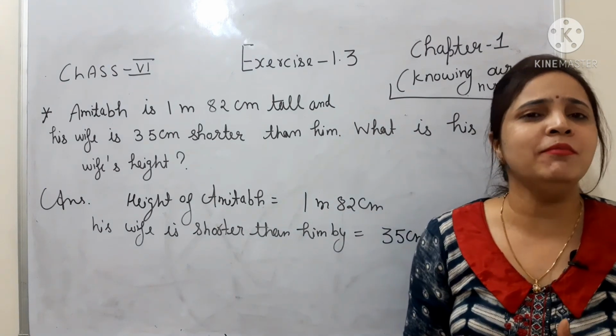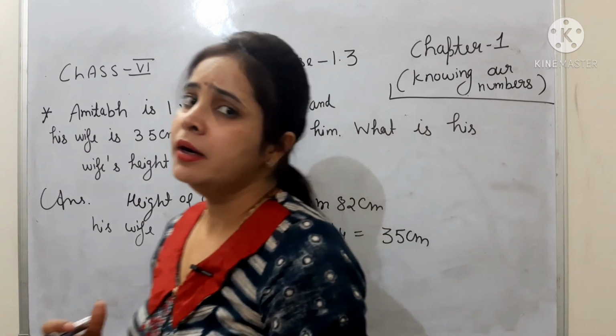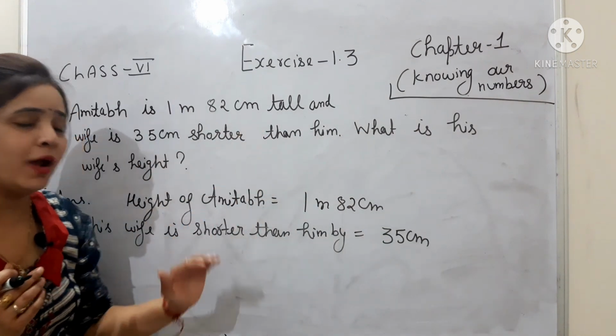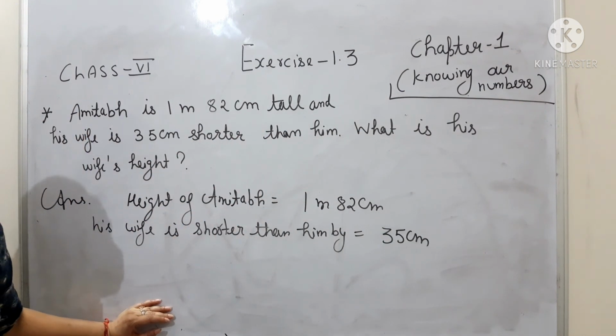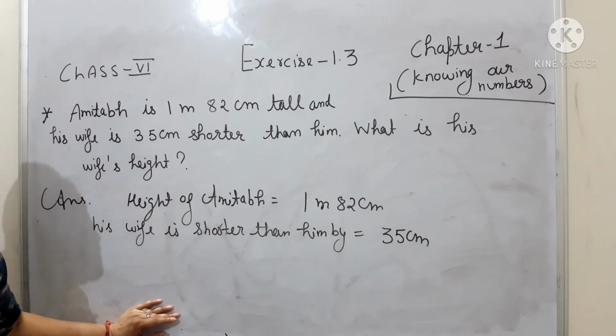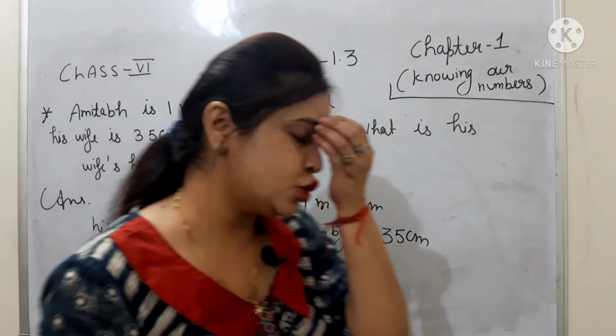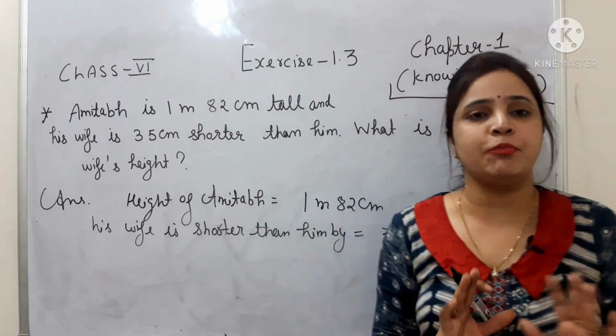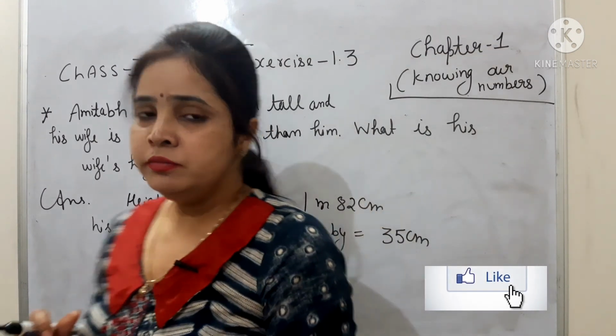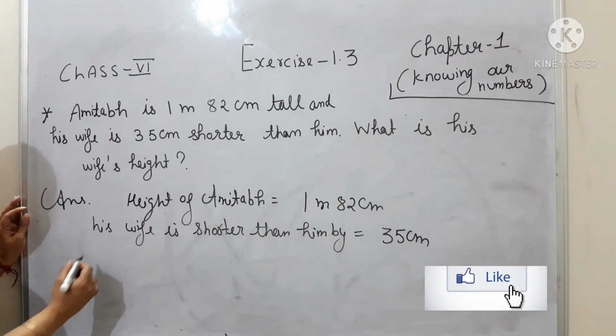You will be saying, no ma'am, addition cannot be there. We have to do the subtraction. Which basic fundamental operation do I have to perform? I have to perform the subtraction, because his wife is shorter than him. If it were written that his wife is taller than him, then we would have to do the addition. But here his wife is shorter than him, so I have to do the subtraction.